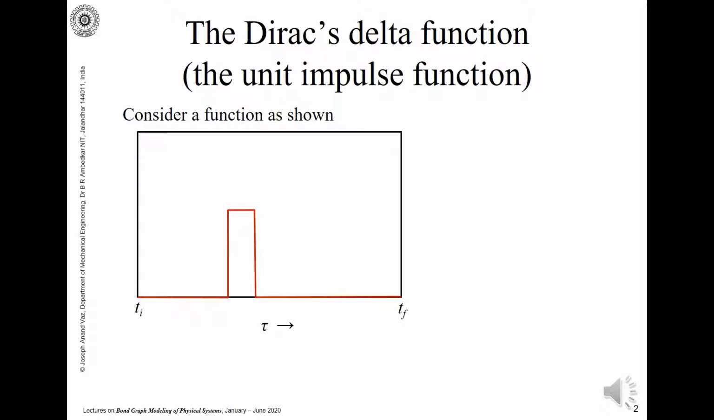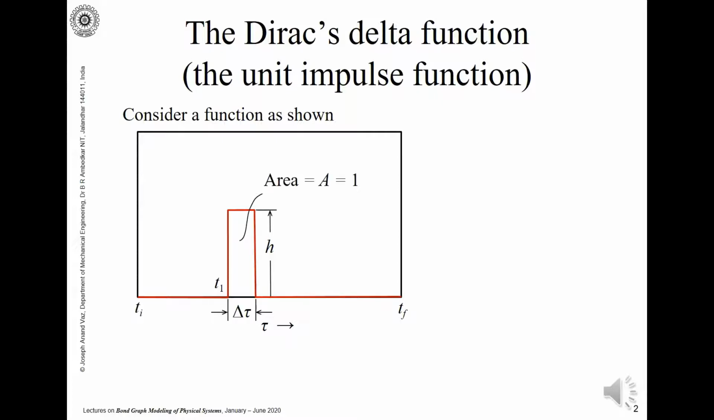Let's consider this function of a shape like this, starting from ti till a particular time tau equal to t1. It remains 0 and then suddenly it jumps up, remains constant, and then again becomes 0. The width for which it remains constant is given by delta tau, and the height of this is given by h.